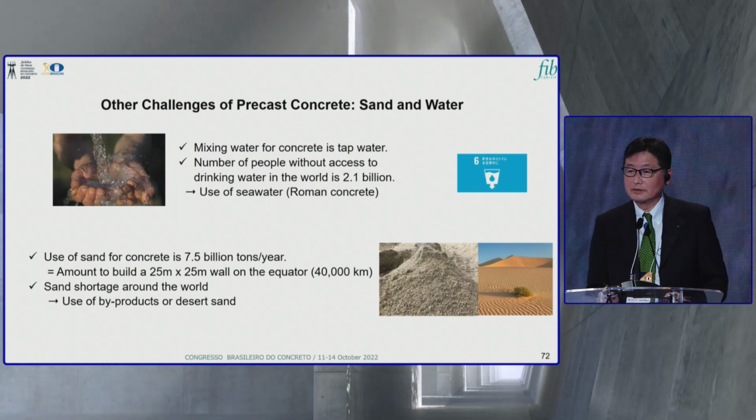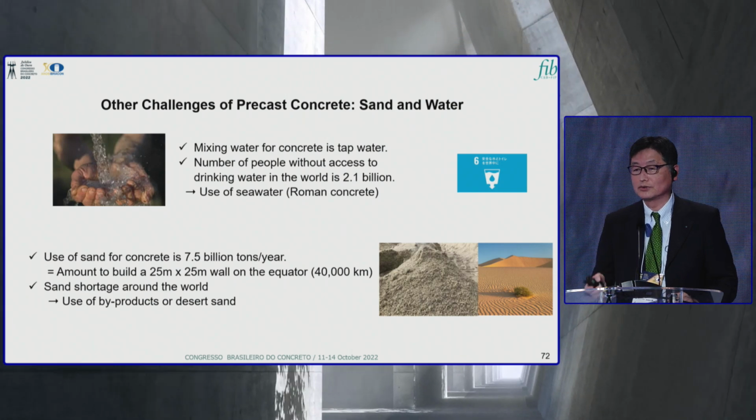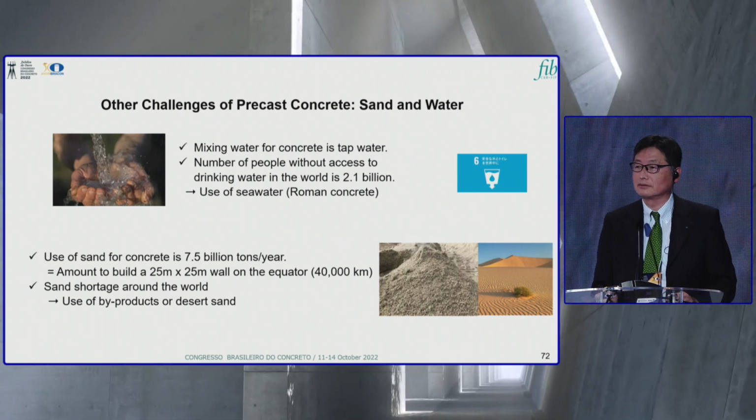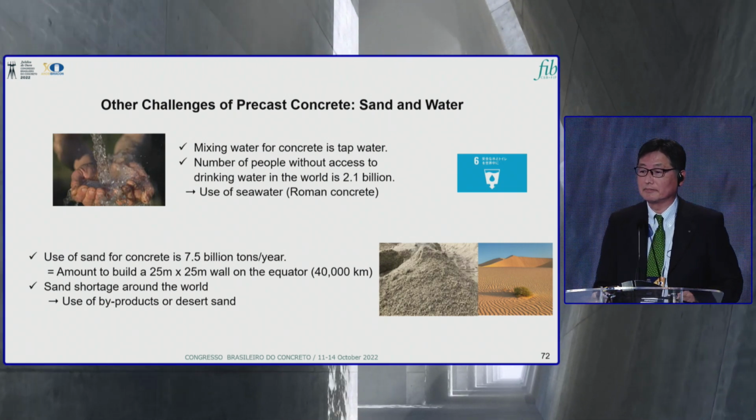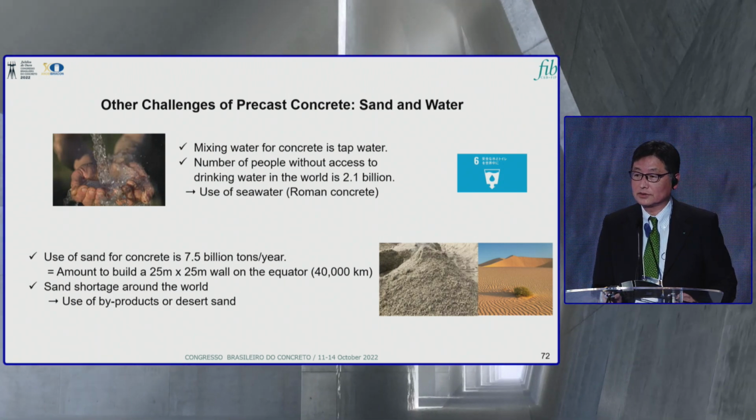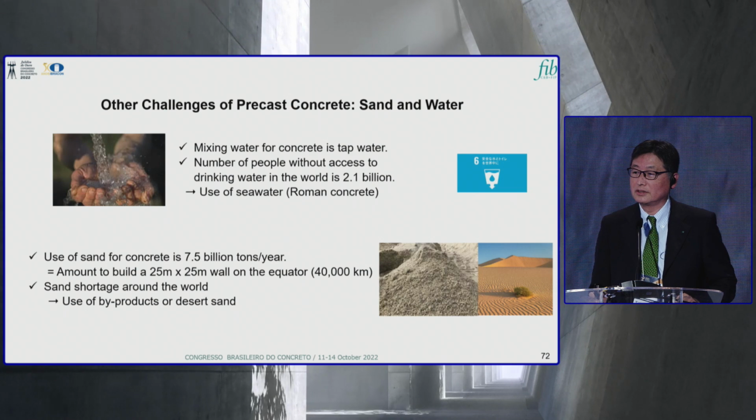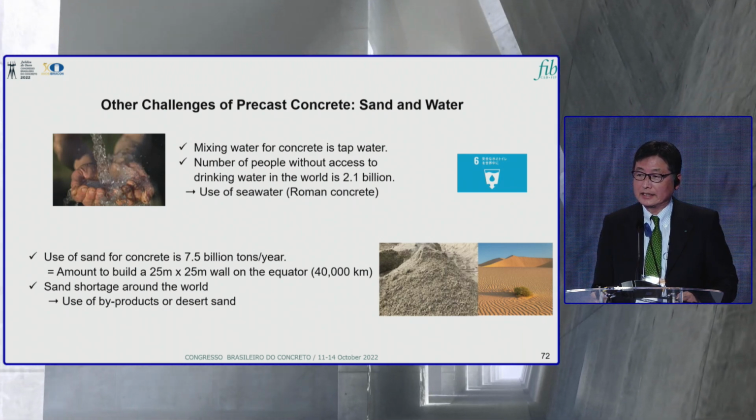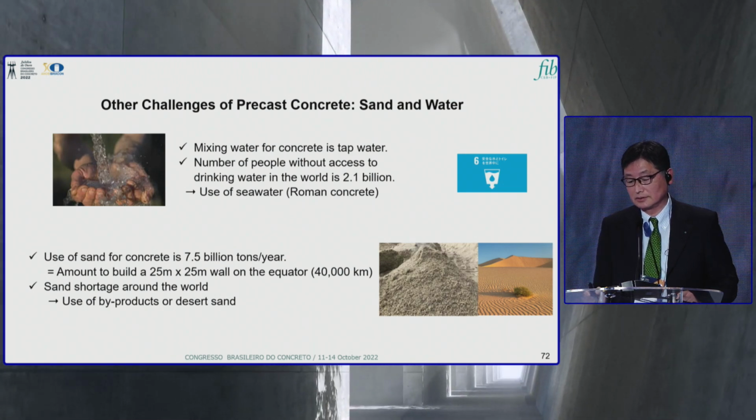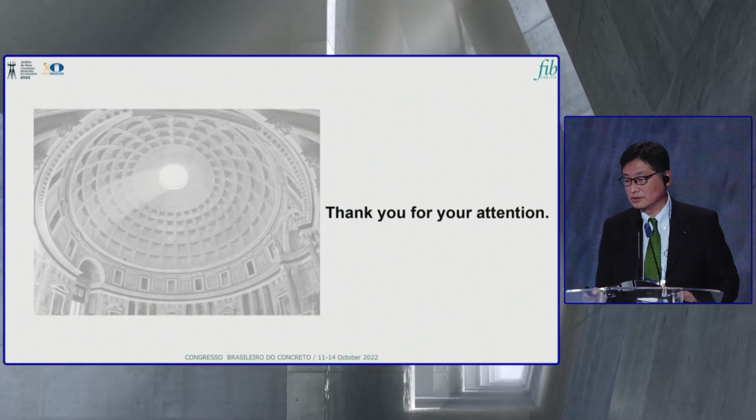And also sand. The concrete uses a huge amount of sand. It is almost a 205 meter wall on the equator. So I cannot imagine this amount of sand. But some researchers among the FIB members started to research using dune desert sand as concrete, because now we have very sophisticated plasticizers, and they reached more than 100 MPa by using desert sand. This is another way, not related to CO2, but strongly related to the SDGs.